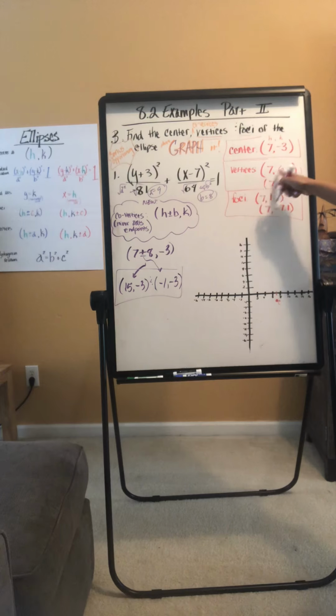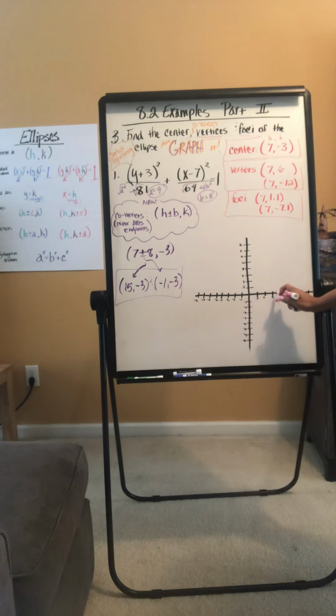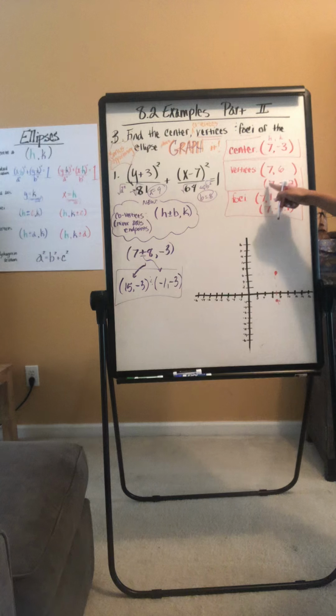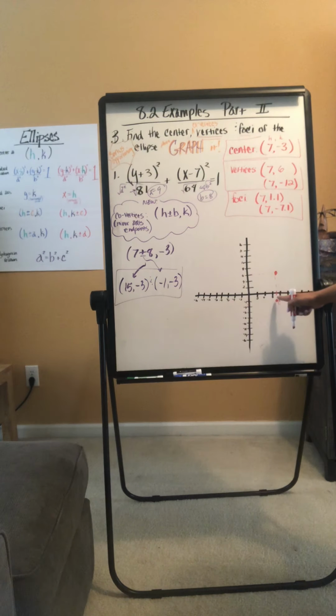My vertices are 7, 6. So 7, and I want to go 6 up. All right, let's say about there. And then 7, negative 12. 7, negative 12 is way down here. So right there.